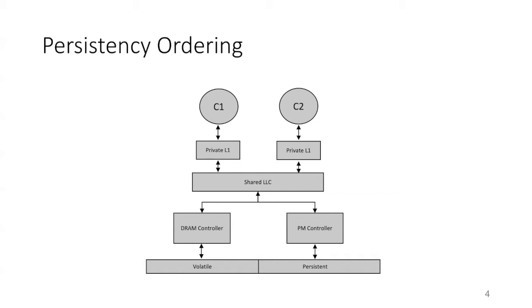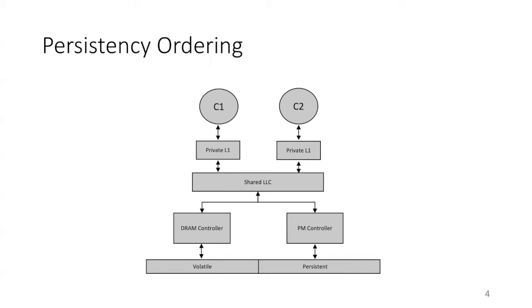Here we have a simple system with two cores, each of which has its own private L1 cache, and both of them share the L2 cache. In our example, we have a hybrid memory system where we have volatile main memory, or DRAM, and persistent main memory, or non-volatile main memory. Each of the main memories has its own memory controller. For simplicity, we assume ADR in this system, where the updates become persistent when they reach the non-volatile main memory controller and even before arriving at the non-volatile memory itself.